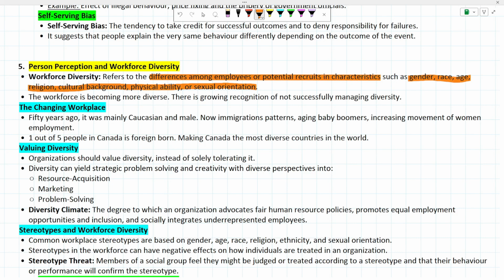The workforce is becoming more diverse. There is a growing recognition of the costs of not successfully managing diversity. You can see more organizations are open to diversity and to successfully managing it. The changing workplace: 50 years ago, it was mainly Caucasian and male who made up the workplace. Now immigration patterns, aging baby boomers, and the increasing movement of women into employment have affected the workplace today. One out of five people in Canada is foreign born, making Canada one of the most diverse countries in the world. Organizations should value diversity instead of solely tolerating it.